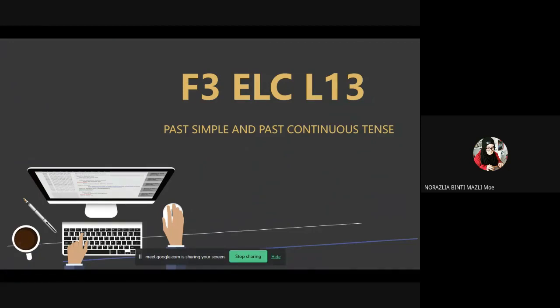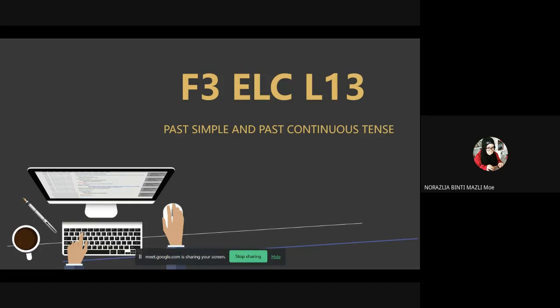Okay, class. So, this is our topic for today. Our lesson for today is past simple and past continuous tense. Form 3, English language class, lesson number 13. For lesson number 13, we are entering a new topic.